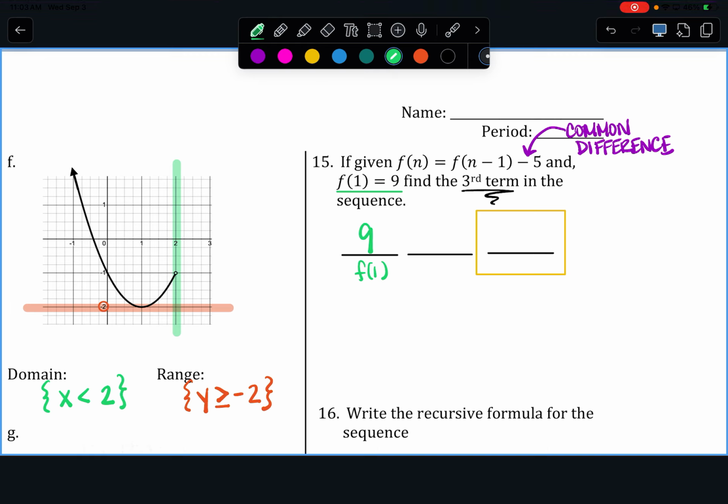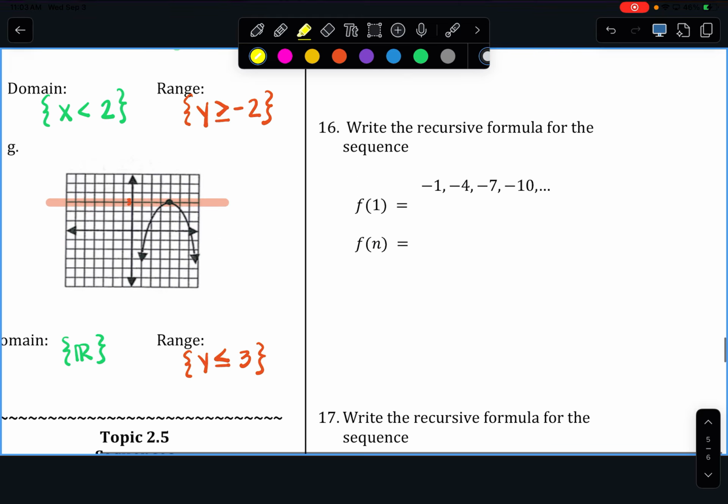And then the common difference is -5. So we're going to subtract 5, which means my next term is 4. Then we're going to subtract 5 again, which means my 3rd term is going to be -1. And that's it. That's my answer. Okay, you just have to know how to read the lingo of those recursive formulas.